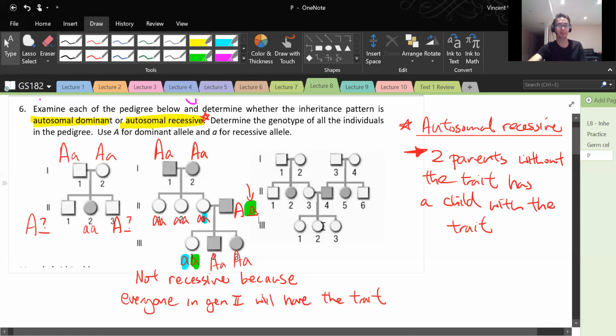Okay, what about the last one? Anybody want to tell me what you think the last one is going to be based on everything we've said?